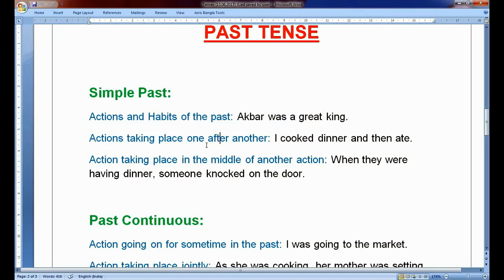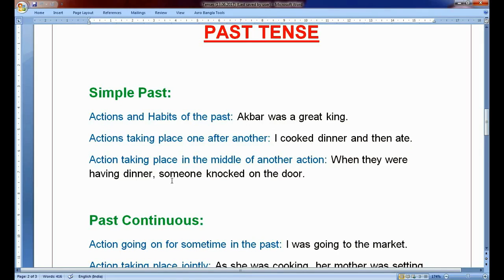Next, actions taking place one after another, which means one action follows another action. Example: I cooked dinner and then ate, which means I have basically carried out two actions. Firstly, I cooked, and then I ate my dinner.